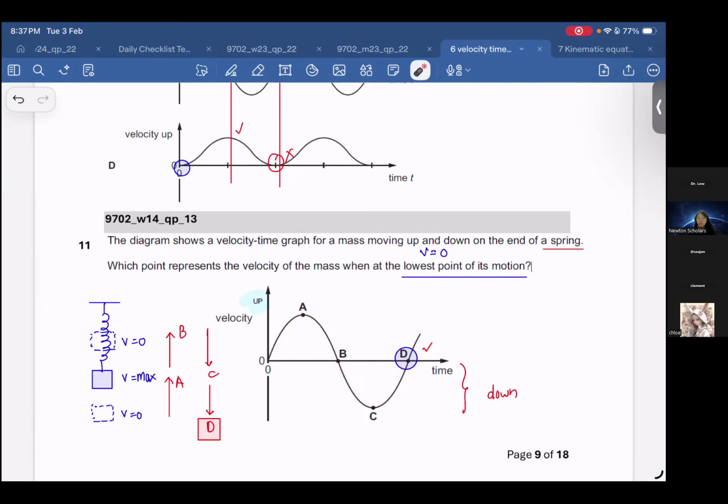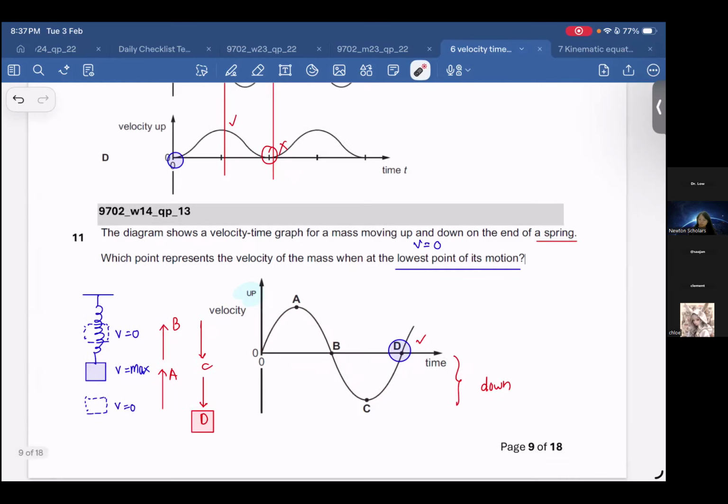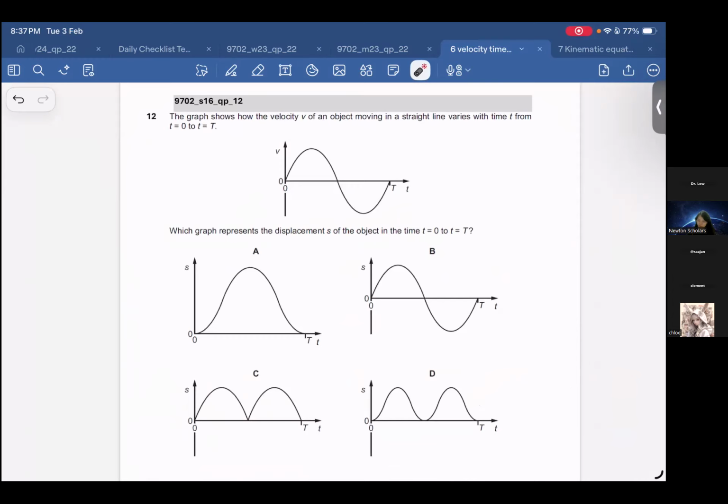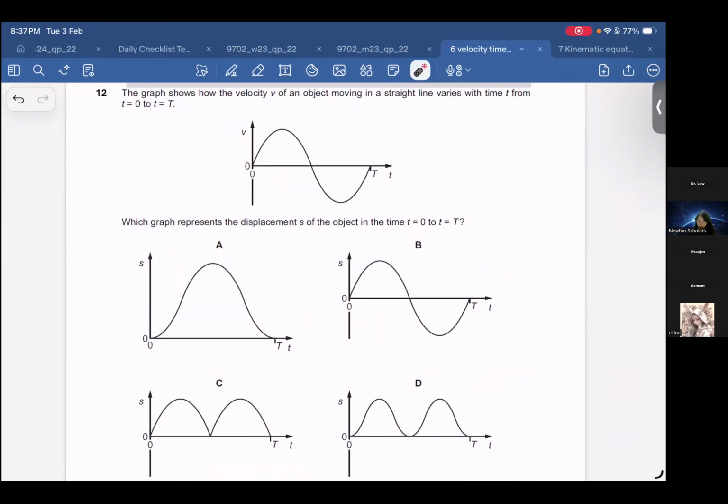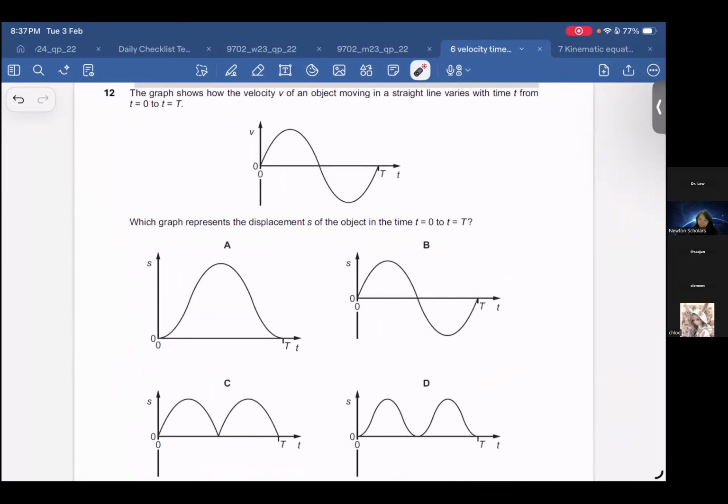Okay, then can we proceed to page number 10? Next question, page number 10. Okay, you read it and then you try it. Velocity-time graph.